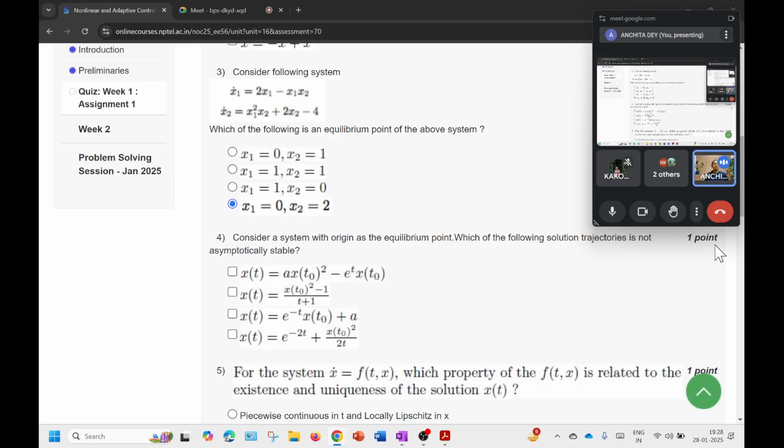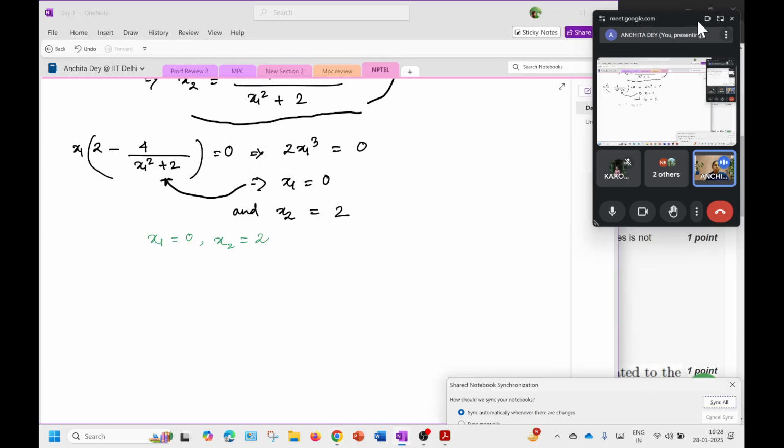Which of the following solution trajectories? That means they've given the solution for how x would vary. Which of these is not asymptotically stable? So how do we find out if something is asymptotically stable or not? Right. So let's just go to the OneNote file.